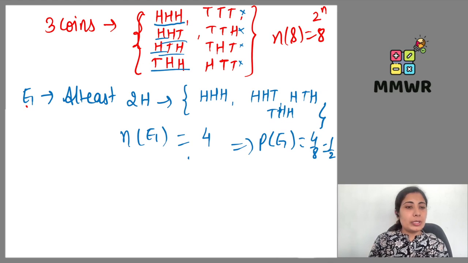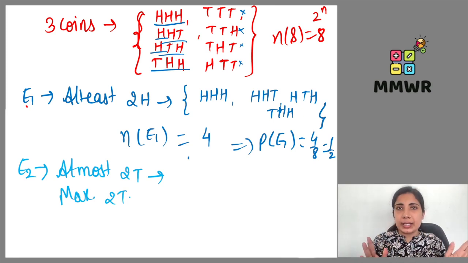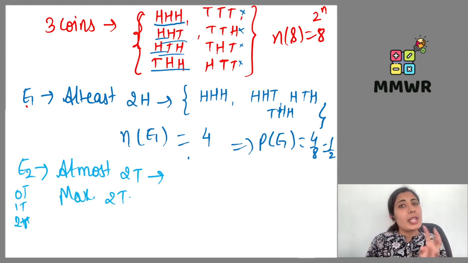Now the next example is event 2, which is at most 2 tails. Maximum 2 tails we want. At most means maximum 2 tails. 2 tails maximum चाहिए, 2 tails से ज्यादा नहीं चलेगी. That means 0 tail, 1 tail, 2 tails will work here. 0 tail भी चलेगा, 1 tail भी चलेगा, 2 tails भी चलेगा, but 2 tails से ज्यादा वाला नहीं चलेगा, right? So exactly the same example was there before also, but there the sample space had only 4 elements. Here we have 8 members. So at most 2 tails, that means maximum 2 tails we are getting.